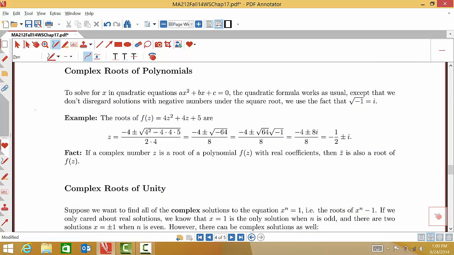Let's talk some more about complex numbers. One of the great things about complex numbers is that it allows us to solve polynomials. So we've all seen the quadratic equation. If I want to find the roots of a quadratic equation, I use the quadratic formula, and well, that's about it.